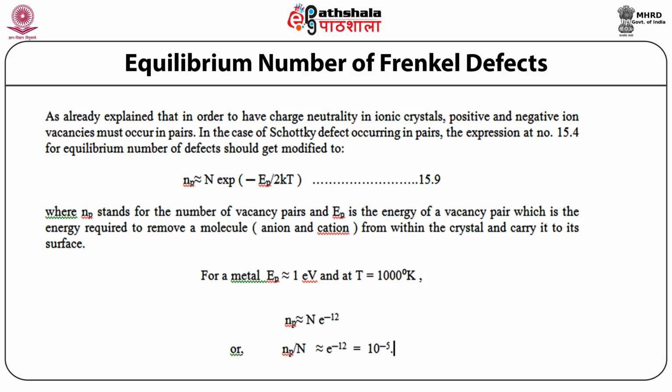For a metal, EP is of the order of 1 electron volt, and at T equal to 1000 degrees Kelvin, NP is approximately equal to capital N into exponential raised to minus 12, or NP by N is approximately equal to e raised to minus 12, which is equal to 10 raised to the power minus 5.